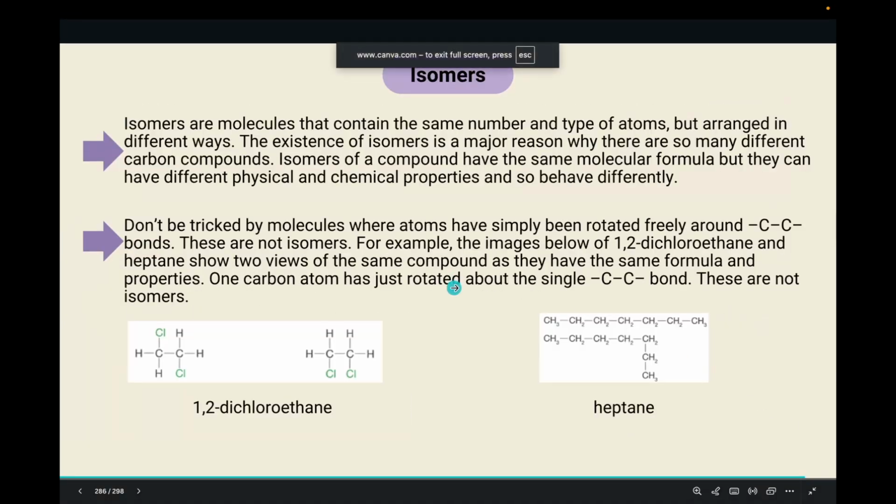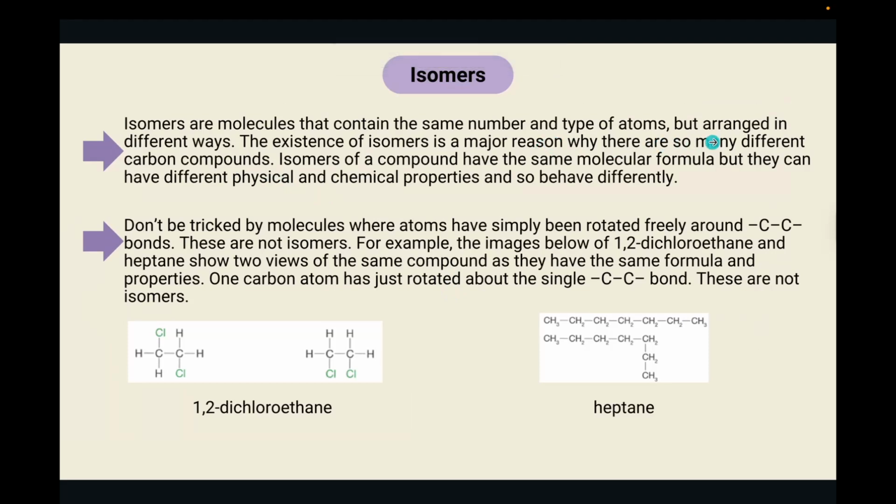All right, so let's go over isomers. So isomers are molecules that contain the same number and type of atoms, but arranged in different ways. The existence of isomers is a major reason why there are so many different carbon compounds, and isomers of a compound have the same molecular formula, but can have different physical and chemical properties, and so behave differently.